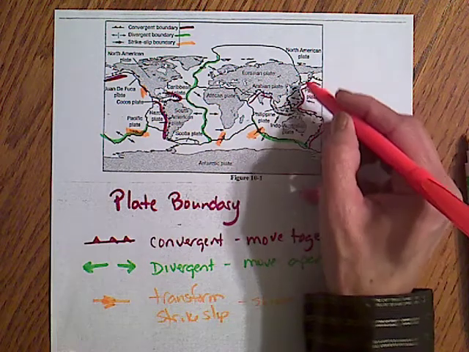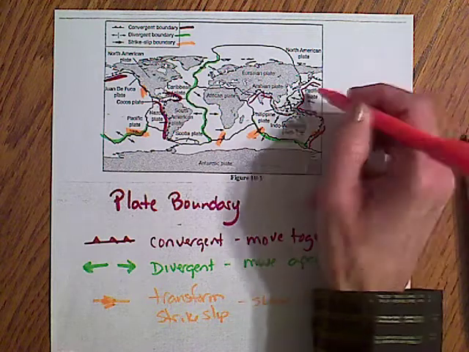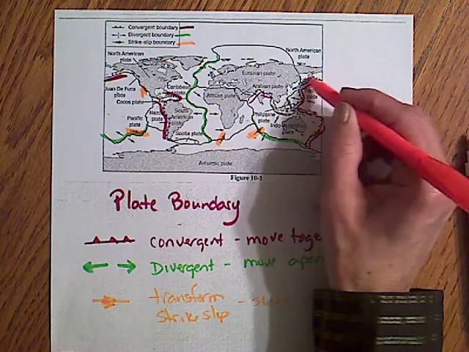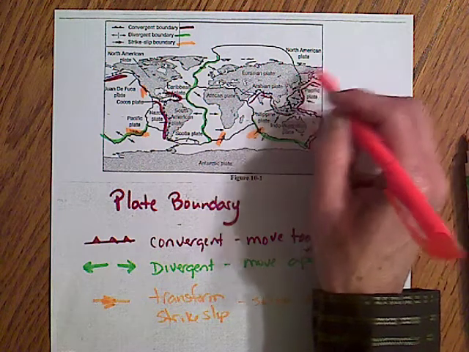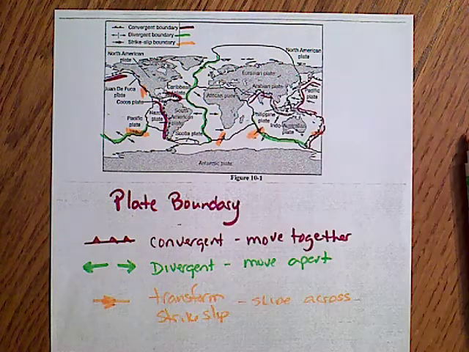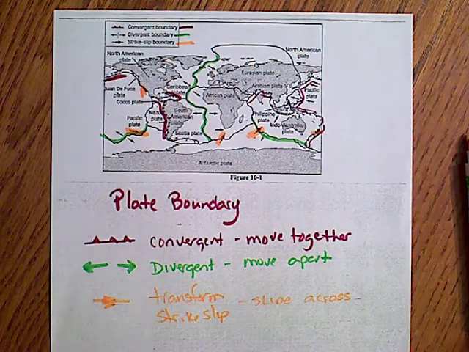You can come over into this area here, and we have a lot of those transform boundaries that show up in different areas along here, which makes sense because we have a lot of earthquakes in this area here. So those are the different types of boundaries that we have here.